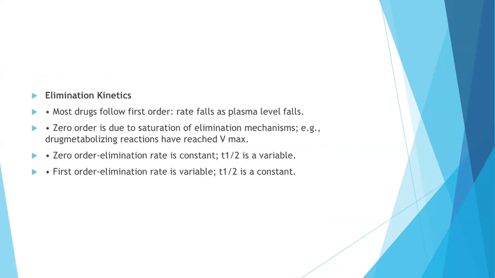Talking about elimination kinetics, most drugs follow first order. The rate falls as plasma level falls. Zero order is due to saturation of the elimination mechanism. Example, drug metabolism reactions have reached Vmax. Zero order elimination rate is constant, but T half is variable. In first order elimination, the rate depends upon the plasma level, so if the plasma level becomes less, the rate of elimination will become less. So the rate is variable, but the T half is constant.